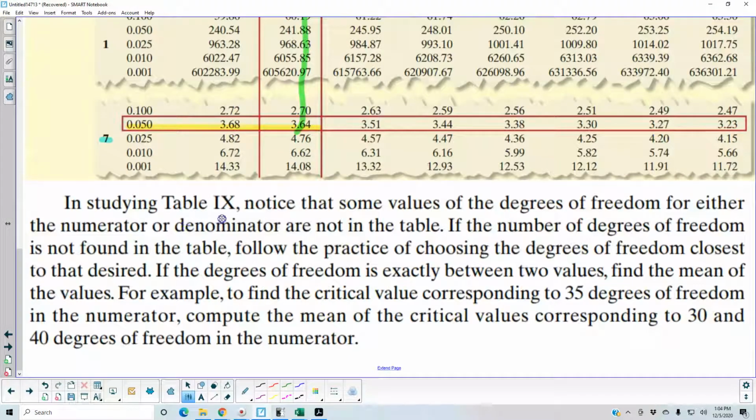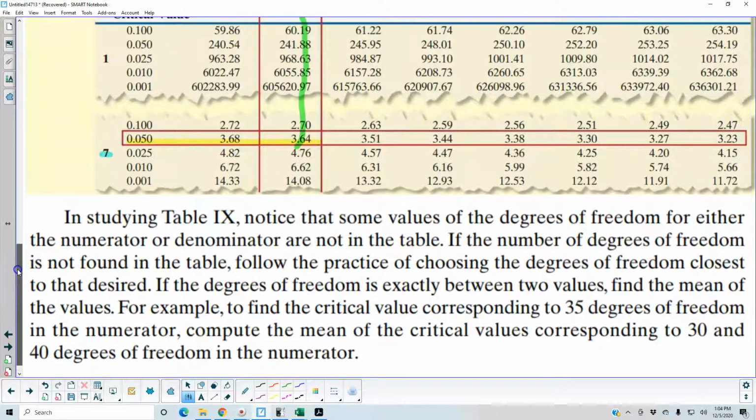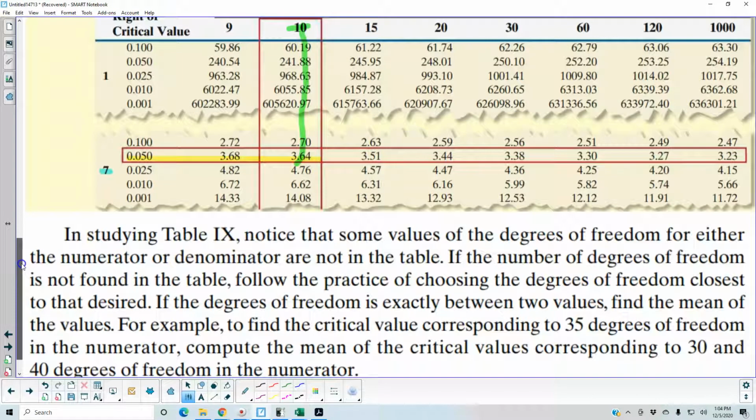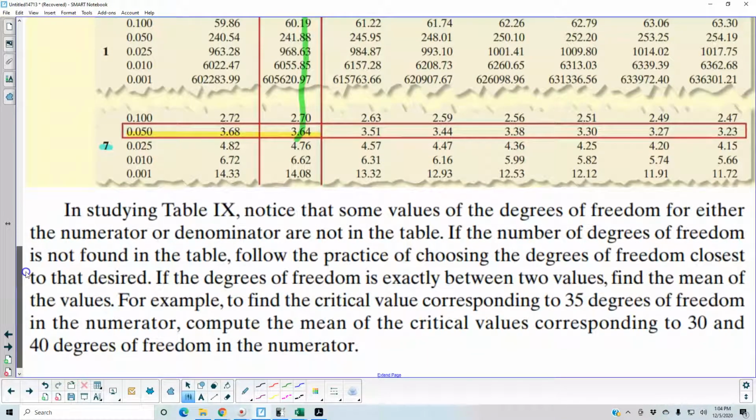Now, in studying this table 9, notice that some values of the degrees of freedom for either the numerator or denominator are not in the table. If the number of degrees of freedom is not found in the table, follow the practice of choosing the degrees of freedom closest to that desired. If the degrees of freedom is exactly between two values, find the mean of the values. For example, to find the critical value corresponding to 35 degrees of freedom in the numerator, compute the mean of the critical values corresponding to 30 and 40 degrees of freedom in the numerator.